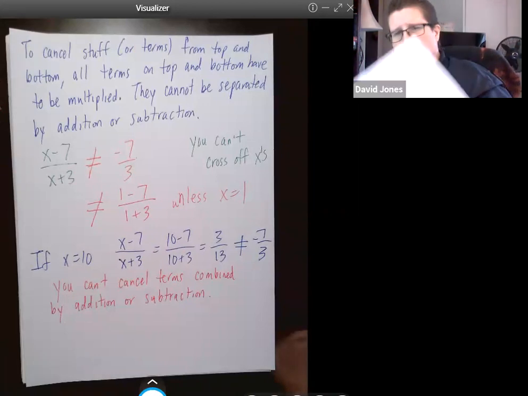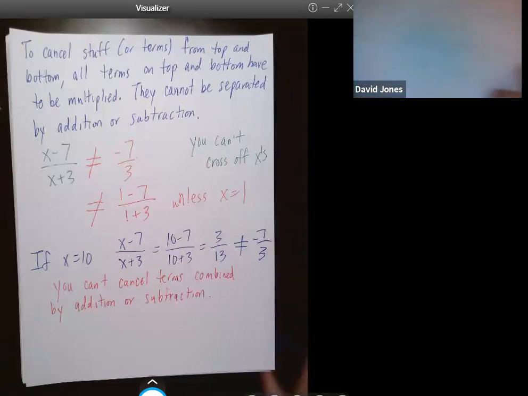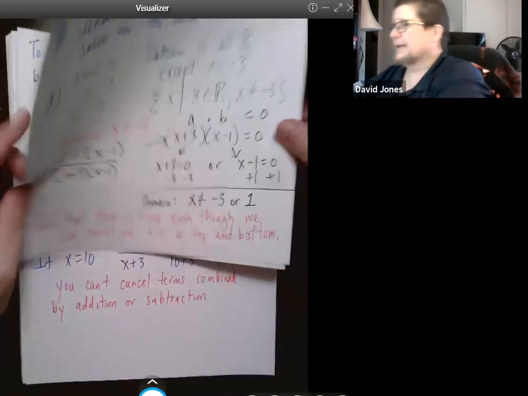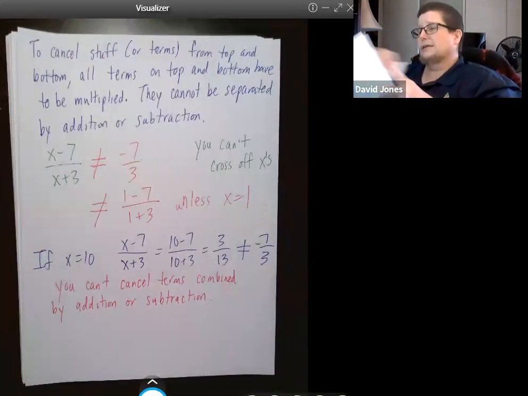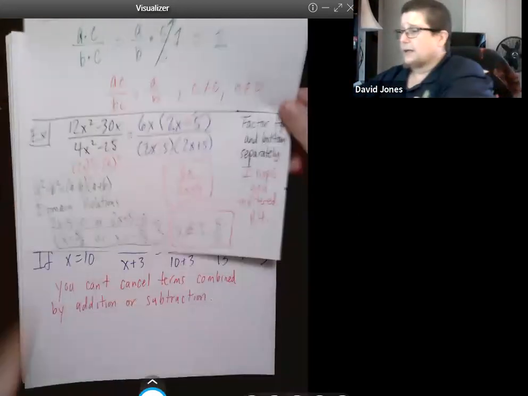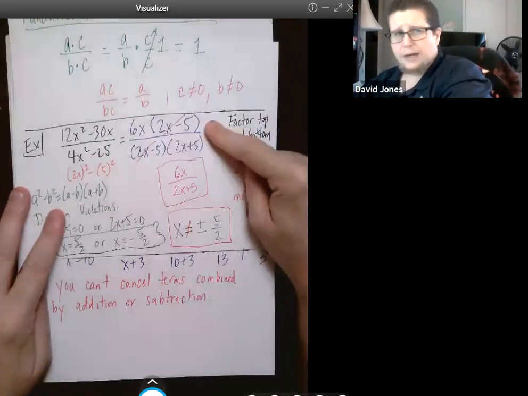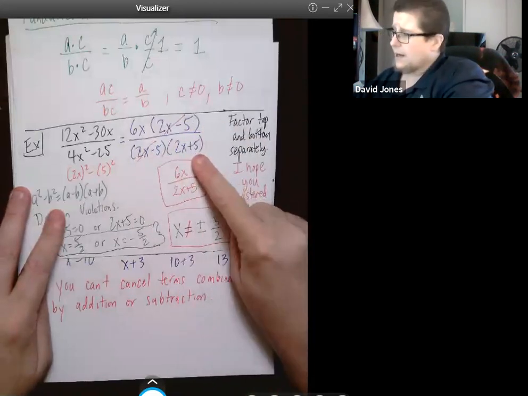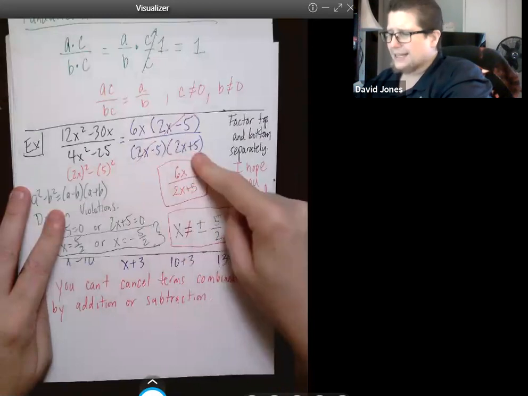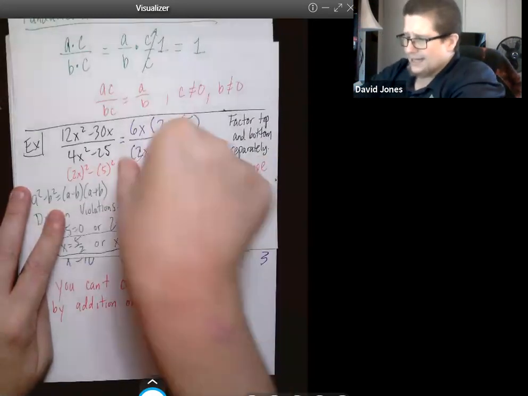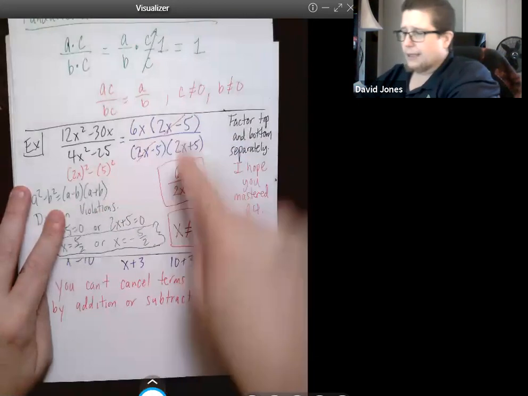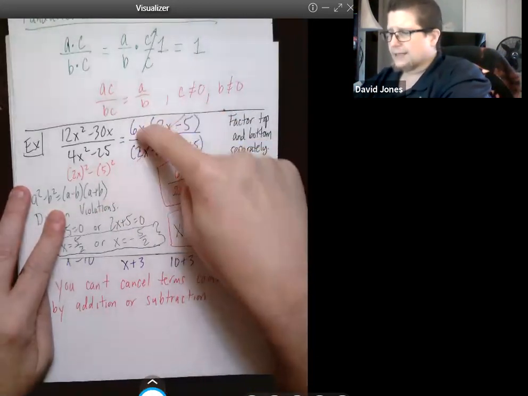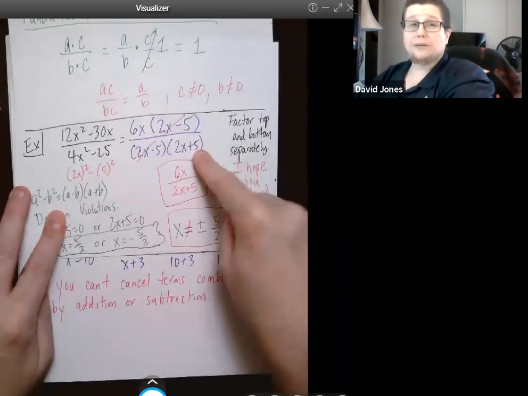I do want you to recognize, when we had this, let me get to the other page. Let me do this one I had here. The 6x times 2x minus 5 and then 2x minus 5 times 2x plus 5. There are minus signs and plus signs in them, but they're inside of a giant thing. If I had replaced this with like a y, then the y is multiplied by the 6x and the y is multiplied by the 2x plus 5.